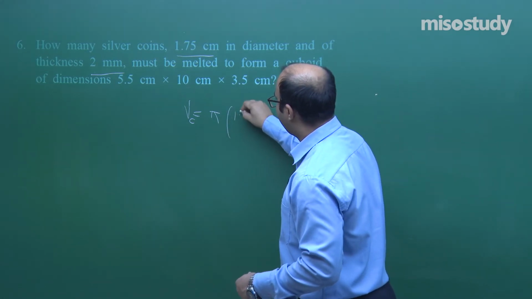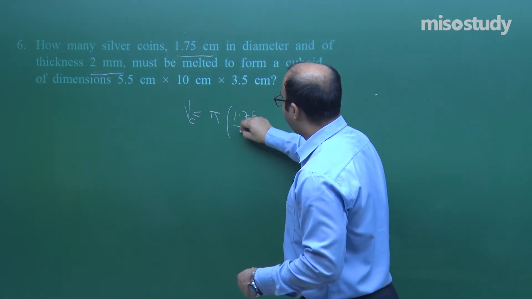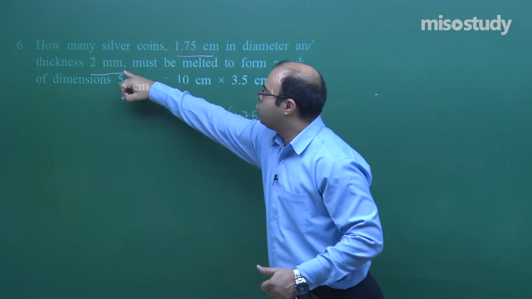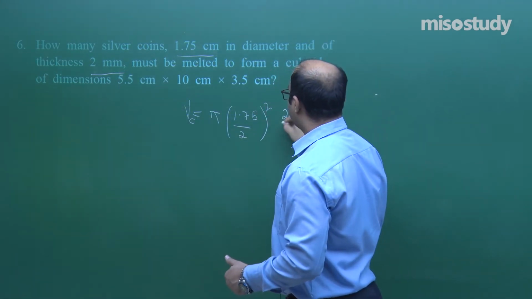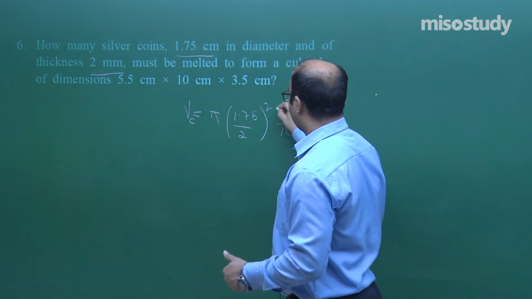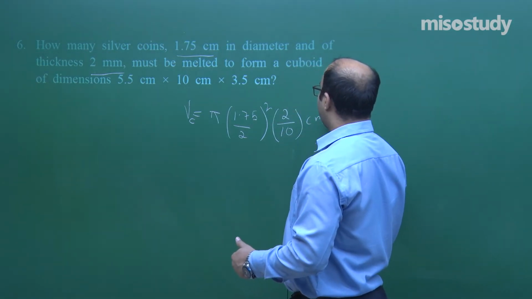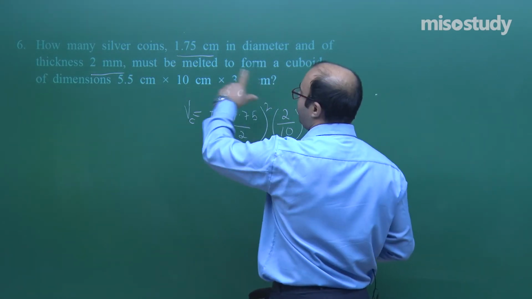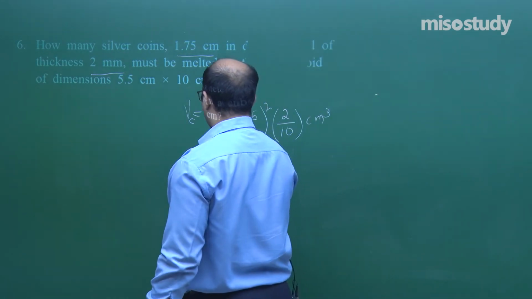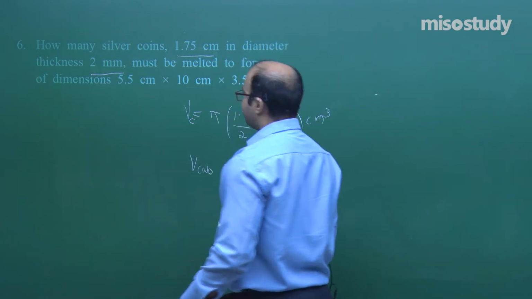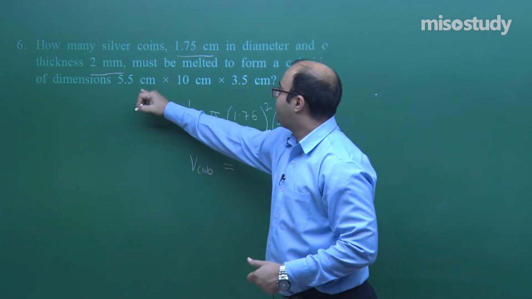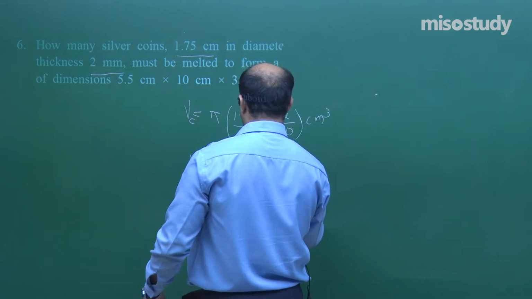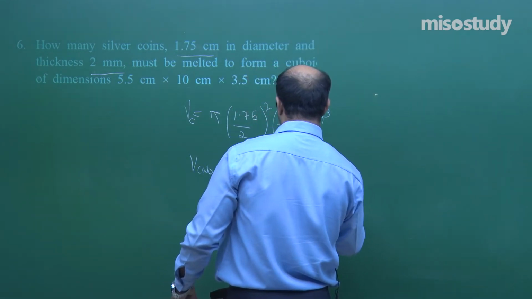Here 2 millimeter is its thickness and 1.75 centimeter is the diameter. So the radius is half of it. So 1.75 divided by 2 whole square, this is pi r square, into h, that is 2 millimeter height. So we change it into centimeter by dividing by 10. So 2 by 10 centimeter cube will be the volume of one particular coin. Now this is melted to form a cuboid. So the volume of the cuboid is equal to L into B into H, 5.5 into 10 into 3.5.